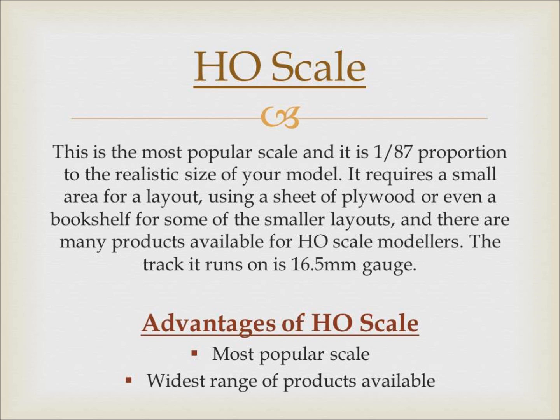HO scale is the most popular scale, and it is 1/87th proportion to the realistic size of your model. It requires a small area for a layout, using a sheet of plywood or even a bookshelf for some smaller layouts. And there are many products available for HO scale modelers. The track it runs on is 16.5 millimeters in gauge, and the advantage of using HO is that it's the most popular scale, and there is a wide range of products available in most of your local hobby shops.